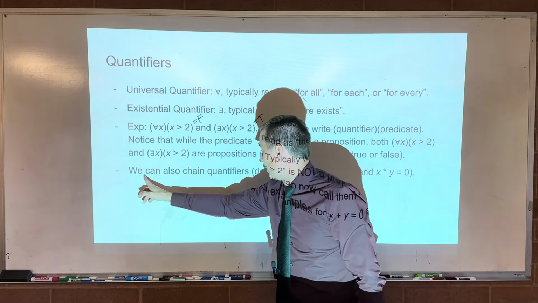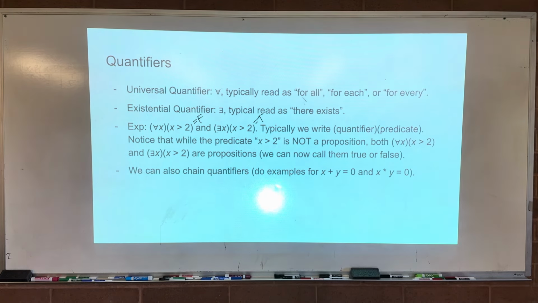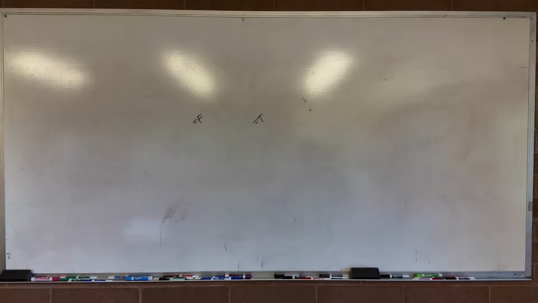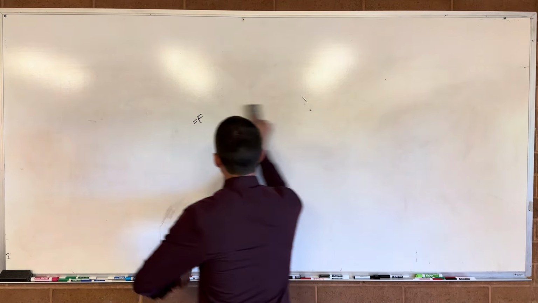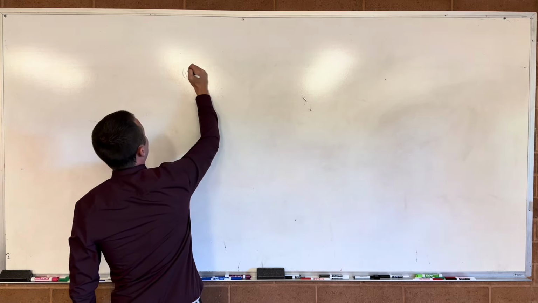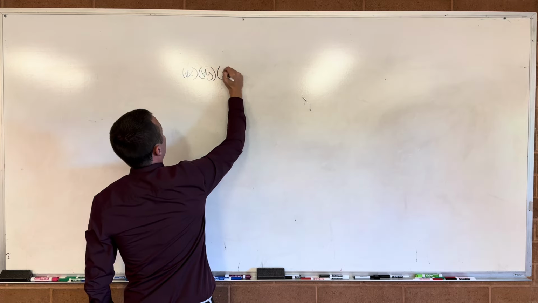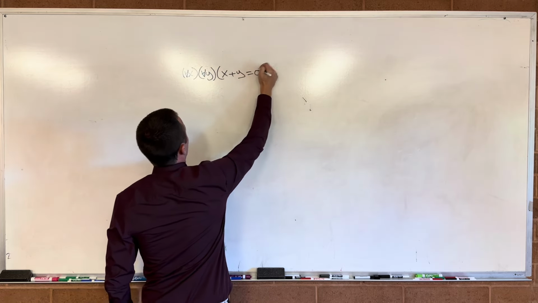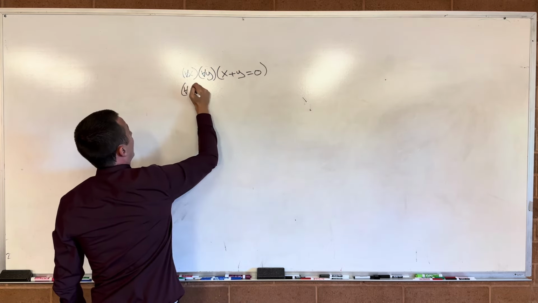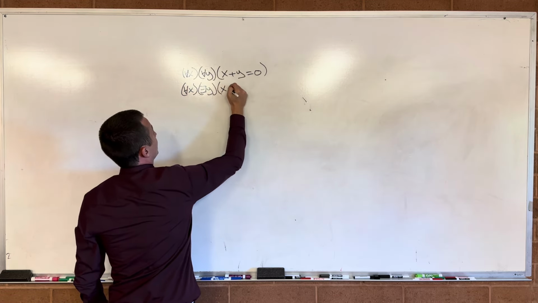Okay, we can also chain quantifiers. So let's see, I want to do x plus y equals 0 and x times y equals 0. Okay. So let's do examples with these. For all x, for all y, x plus y equals 0. For all x, there exists a y such that x plus y equals 0.